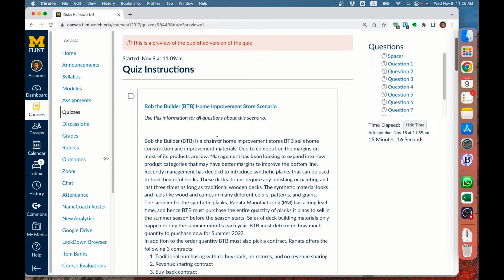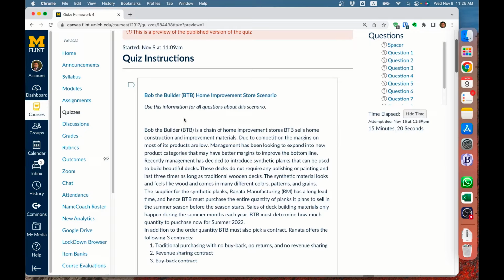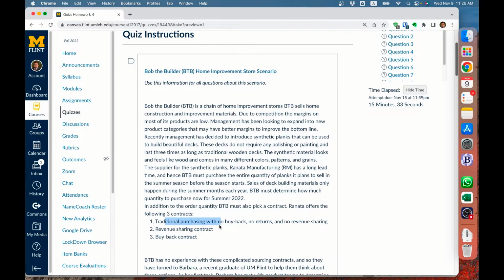In this video, I'm going to take you through how to solve this case about Bob the Builder Home Improvement Store. This case is basically about a retailer and a manufacturer and various contracts that they can set up and what the benefits of those contracts are. We'll first analyze the traditional purchasing contract, then the revenue sharing contract and the buyback contract.